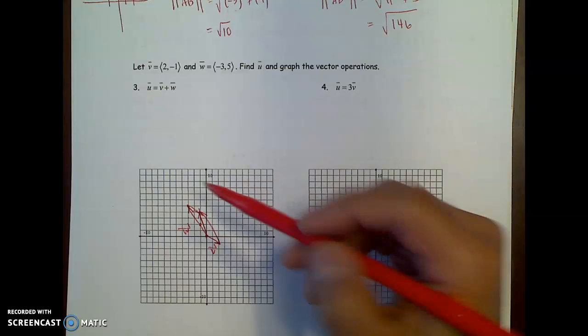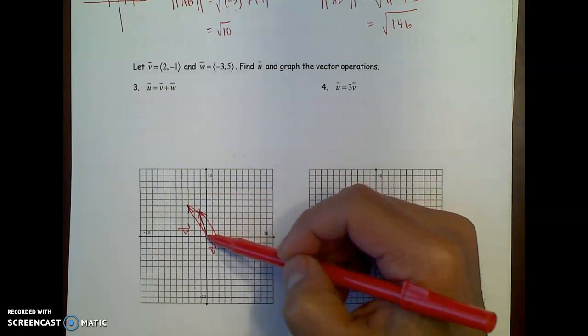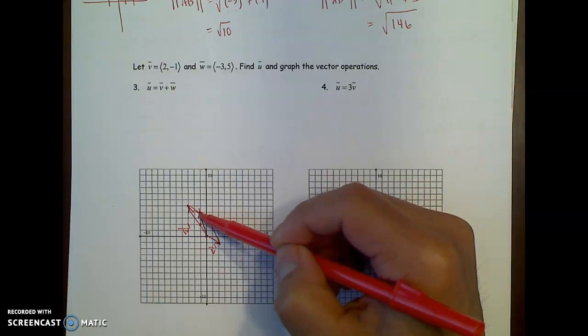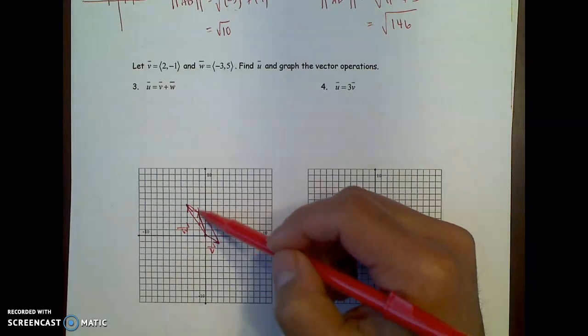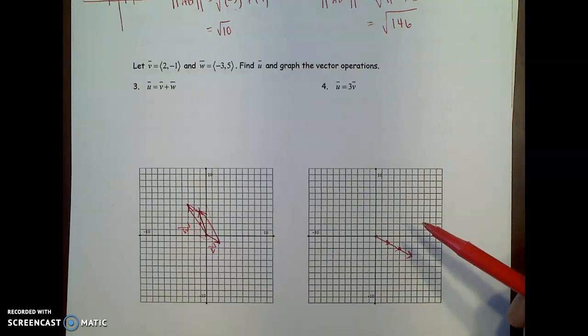Completing the parallelogram. And again, remember the solution vector is you start at the common starting point and you go to the direct opposite vertex. So it's hard to see right here, but this vector inside the parallelogram, that is U, vector U.